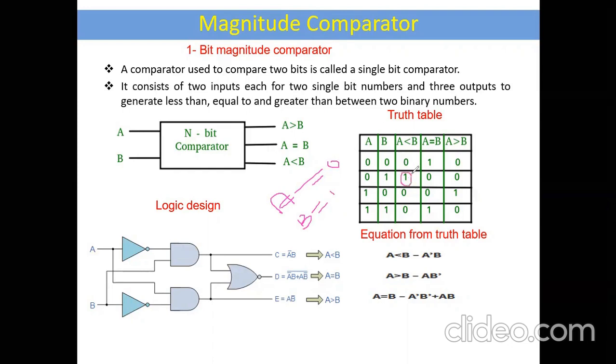In the same way, we should compare these two numbers and these two numbers. So this is A greater than B, so you write 1 in A greater than B. And this is A equal to B, so you write 1 in A equal to B.